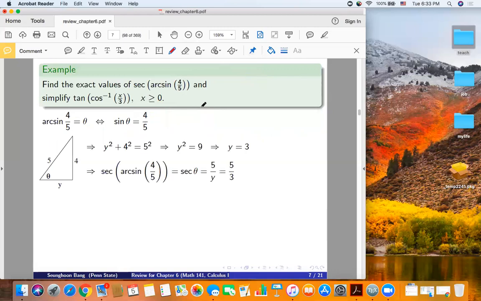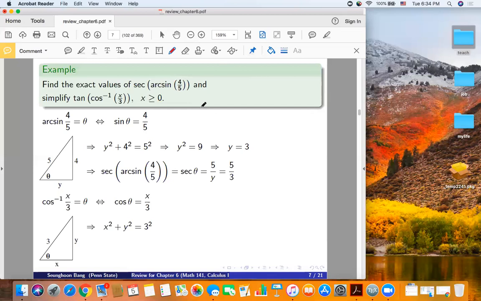The next one, inverse cosine of x over 3. How can you solve? Same idea. Inverse cosine of x over 3 equals unknown theta. You can use the definition: cosine theta equals x over 3. You can draw a right triangle. Cosine theta is adjacent over hypotenuse, x over 3. The opposite is unknown, you can write y. How can you find y?